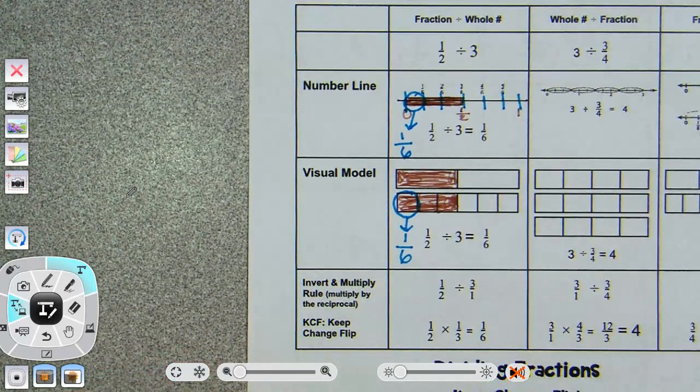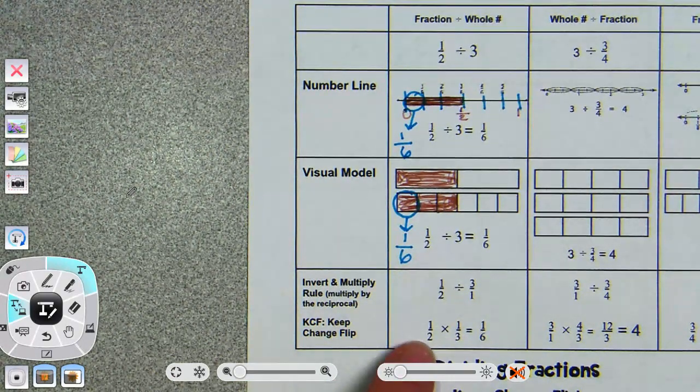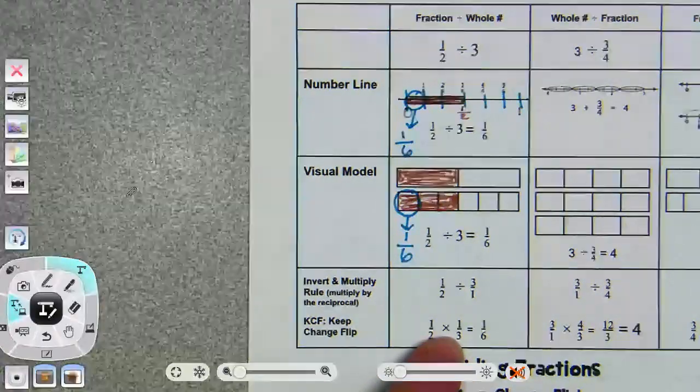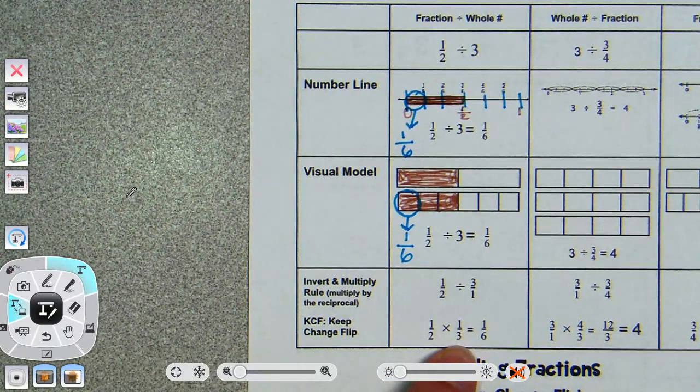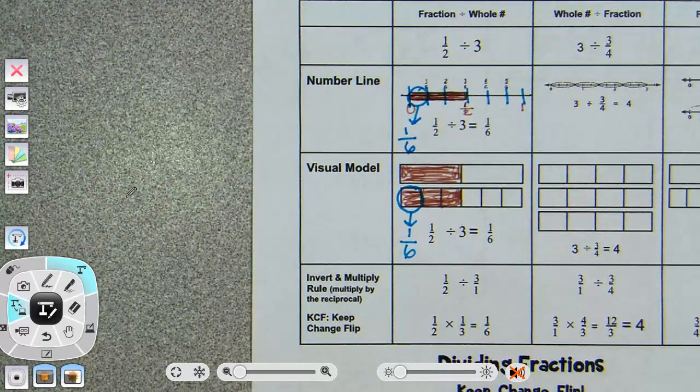We have the invert and multiply rule, and this is called multiply by the reciprocal. Reciprocal is a fancy math word for flipping something upside down. And so the quick little reminder is called KCF, or keep, change, flip. And this rule essentially says that once you make everything look like a fraction, you can keep the first fraction, change the division to multiplication, and then flip or take the reciprocal of the second fraction. So 3 wholes turn into 1/3. And then when you multiply those, you get 1/6 because the numerator is 1 times 1 is 1. And then the denominator is 2 times 3 is 6. So we get 1/6 without having to draw a picture.